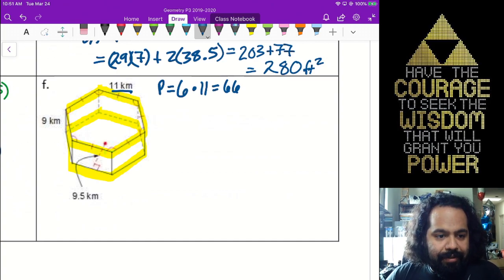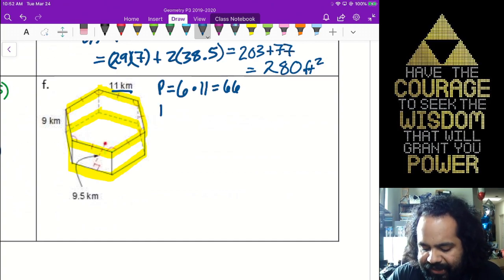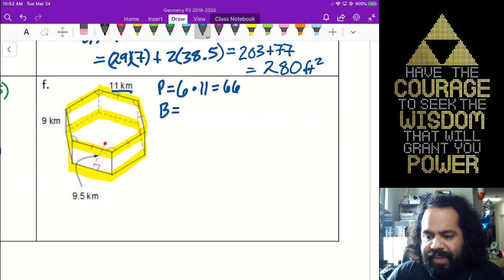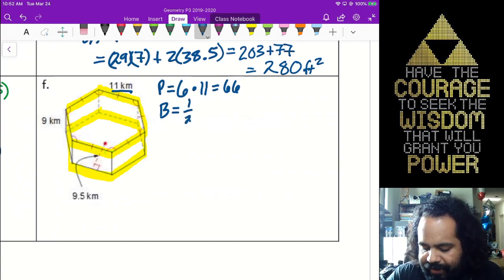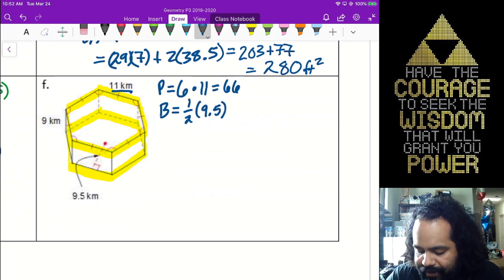And so let's go ahead and find our base area. The base is a hexagon, so we need the 1/2 AP. So 1/2 of my apothem, which again, thankfully for you guys, we give the apothem to you. The apothem times the perimeter. Boom.